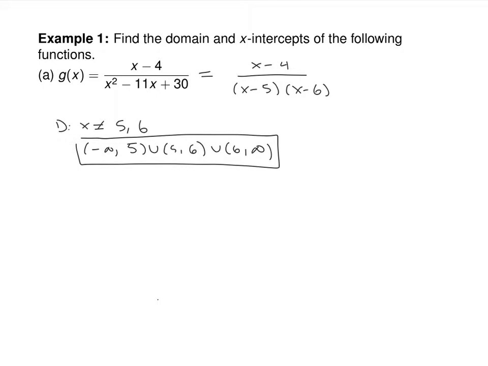Okay, how about the x-intercepts? For the x-intercept, what do you set to 0? The whole thing, you set y equal to 0. If you cross the x-axis, you have to have a y value that's 0. So 0 equals x minus 4 over stuff.